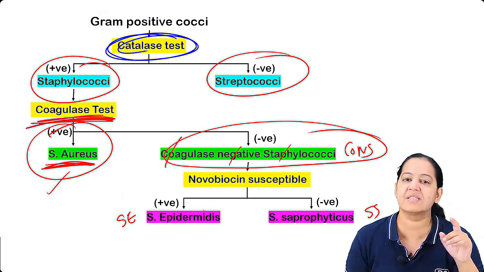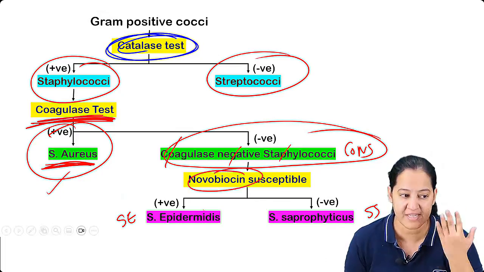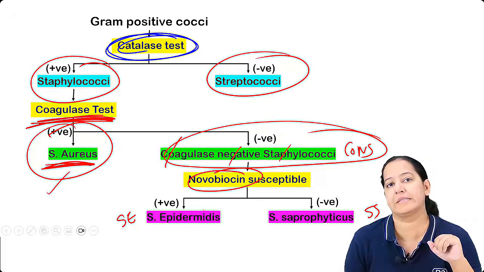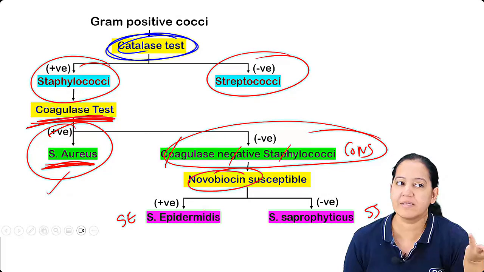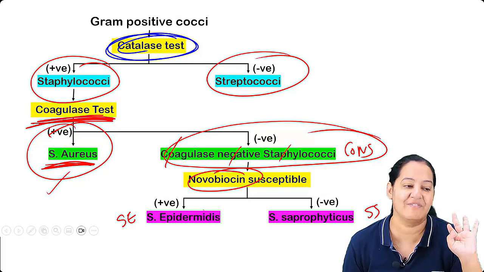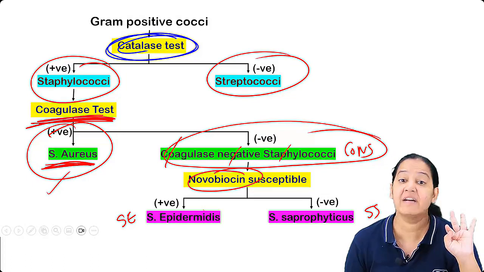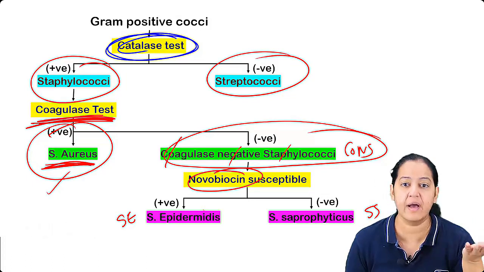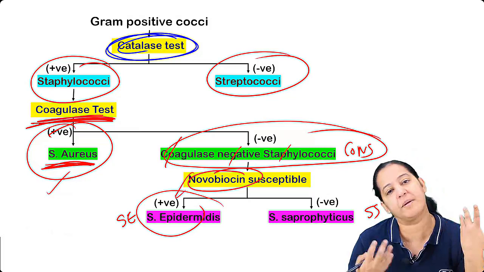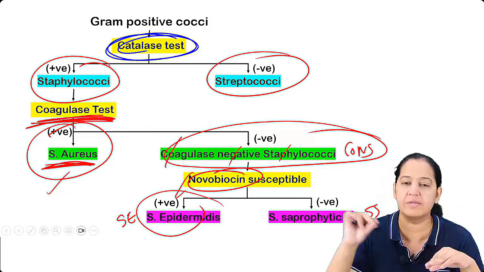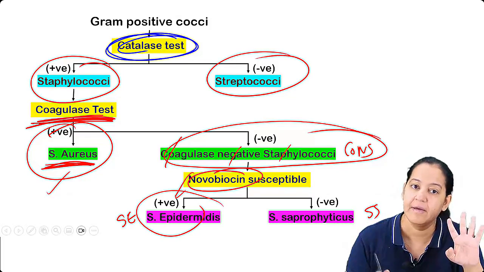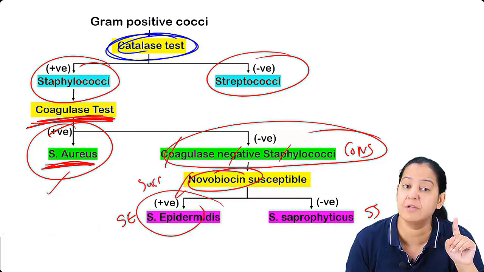So the next test is novobiocin. What's the name of the test? Novobiocin. Look, novobiocin is a chemical, a drug, like penicillin, like cephalosporin. So if you put it on epidermidis, epidermidis will die, it will be killed. So it is susceptible to novobiocin.